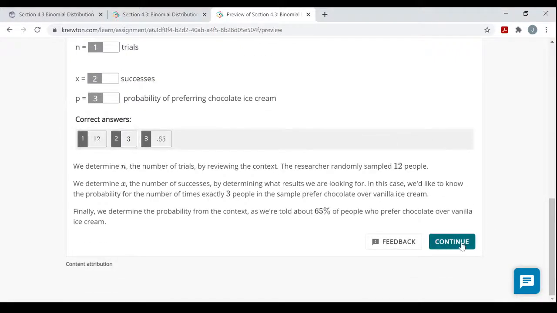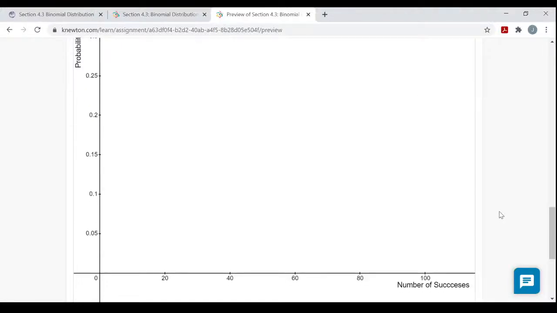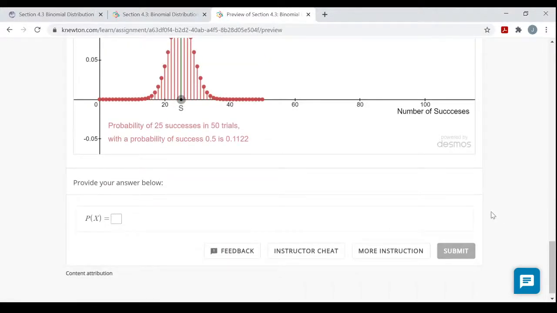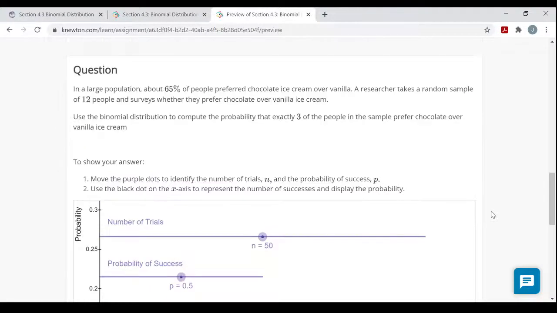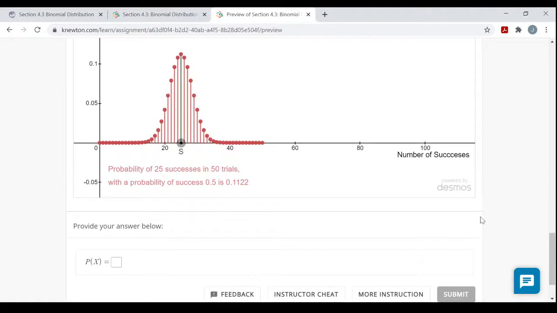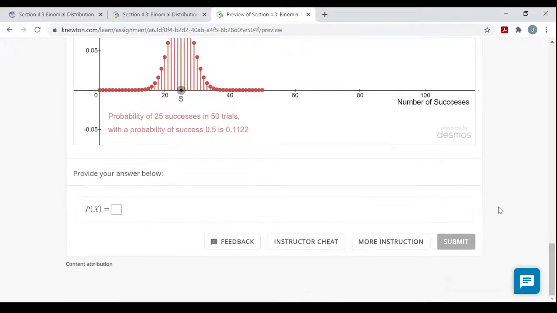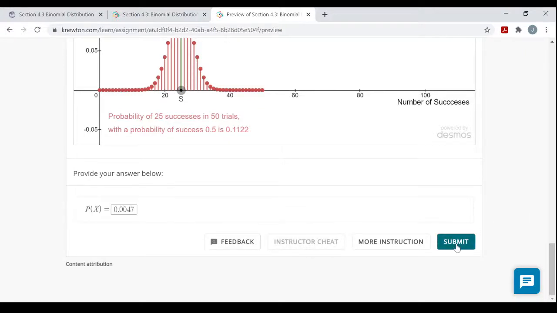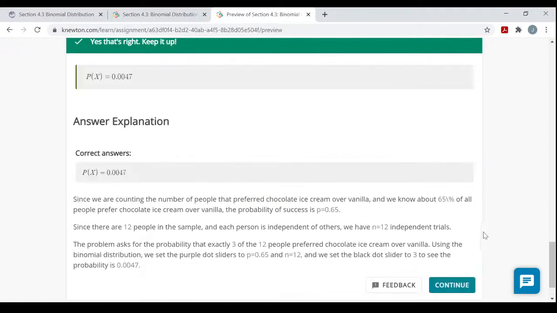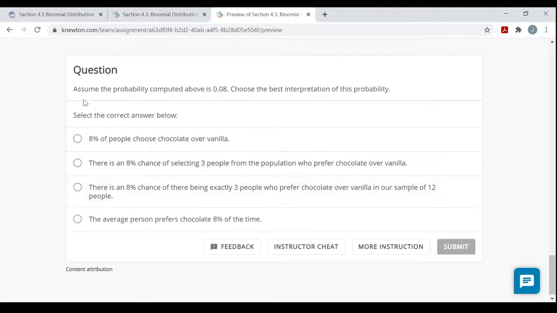And I think I can cheat on the rest of them because I've shown you pretty much every kind of problem you're going to get. So this one's similar to the other one I graphed. Probably again, you have to move the number of trials, move the probability of success on a trial, move the black dot to the number of successes they're asking you about, and then enter the probability they give you. All right. So I've already done something similar to that. You can do that again. And let's see. Okay.